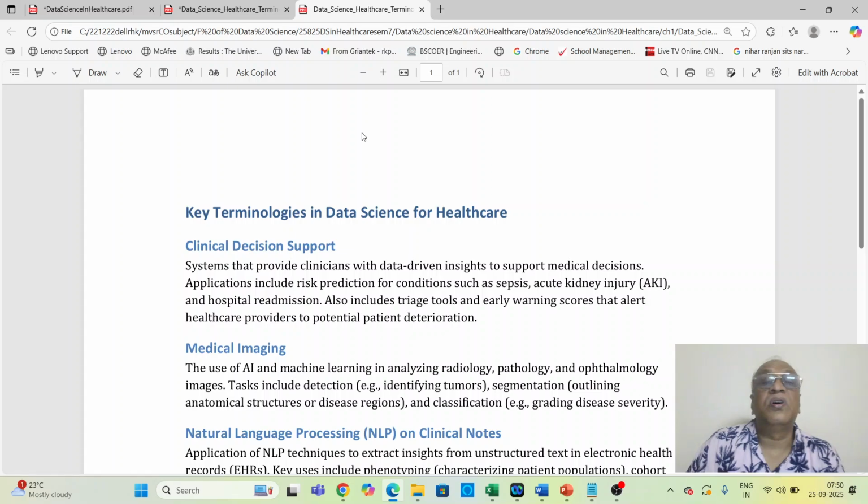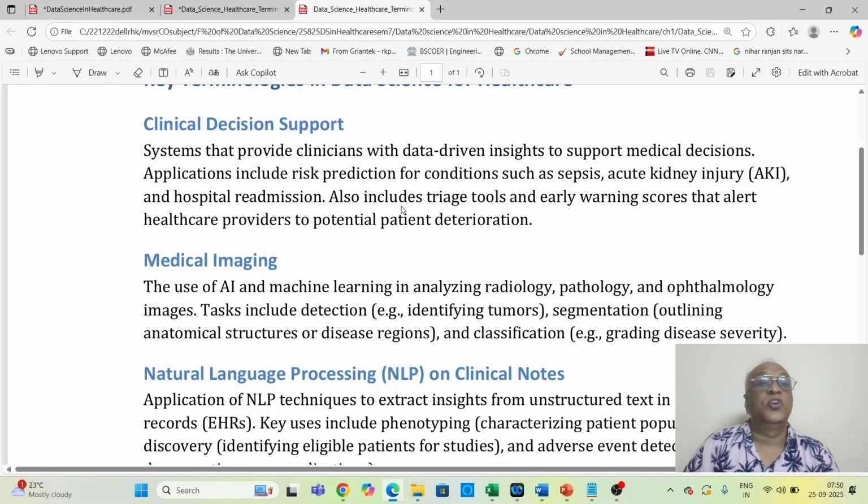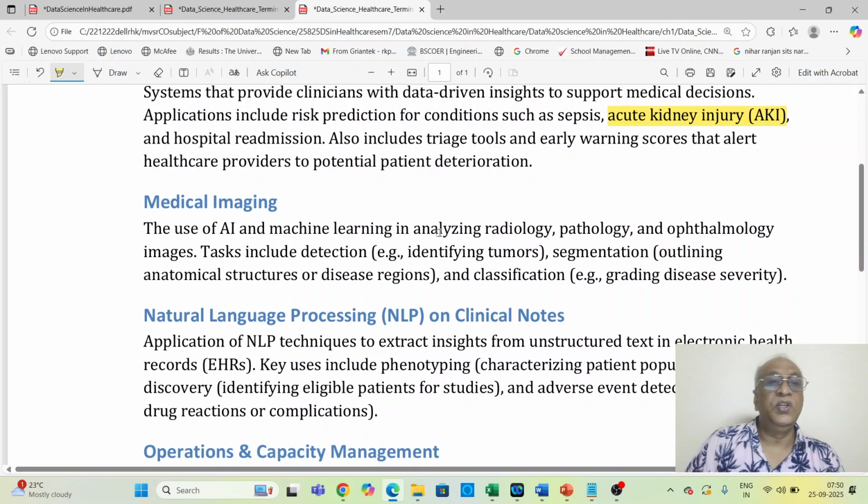I have one more PDF. Let us look at this. So clinical decision support. These are systems that provide clinicians with data-driven insights to support medical decisions. It may be risk prediction for sepsis or acute kidney injury, the short form is mentioned as AKI, and hospital readmission. You have medical imaging, which may be used for identifying tumors, outlining anatomical structures or disease regions, and grading disease severity.